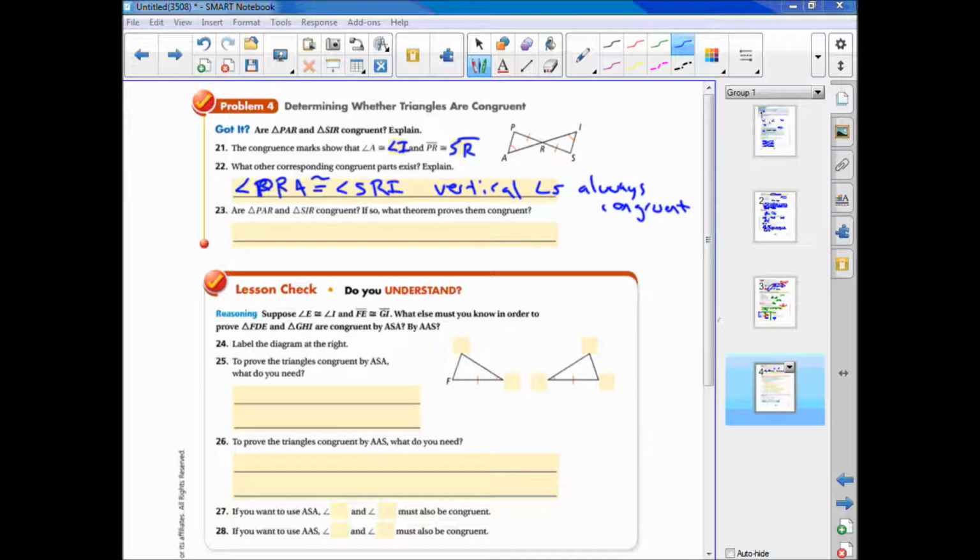Okay, so RPAR and SRI congruent, and this should be yes. Okay, let's see if we can tell why. So let's mark our vertical angles in here. So 2 marks and 2 marks.